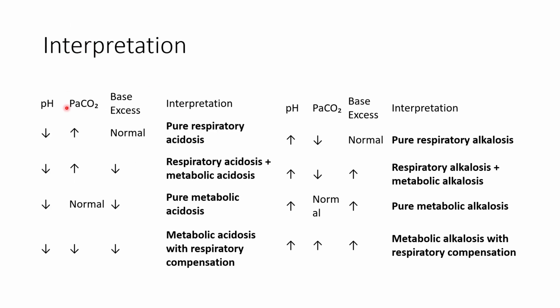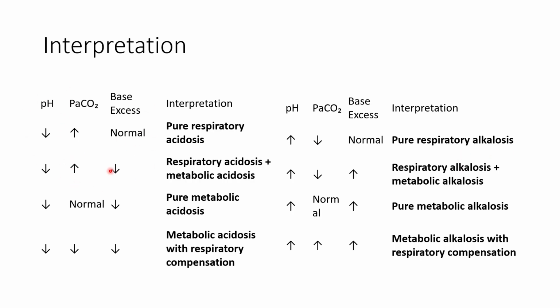So this is just an interpretation table. Let's say the patient's pH is low, that means there is acidosis. The PaCO2 has increased and the base excess is normal. That means there is no metabolic issue, then it is pure respiratory acidosis. Now, if pH is high and PaCO2 is low, this is happening in reverse. The CO2 is going down, pH is increasing. That means it is a respiratory component. Base excess normal, then it is pure respiratory alkalosis.